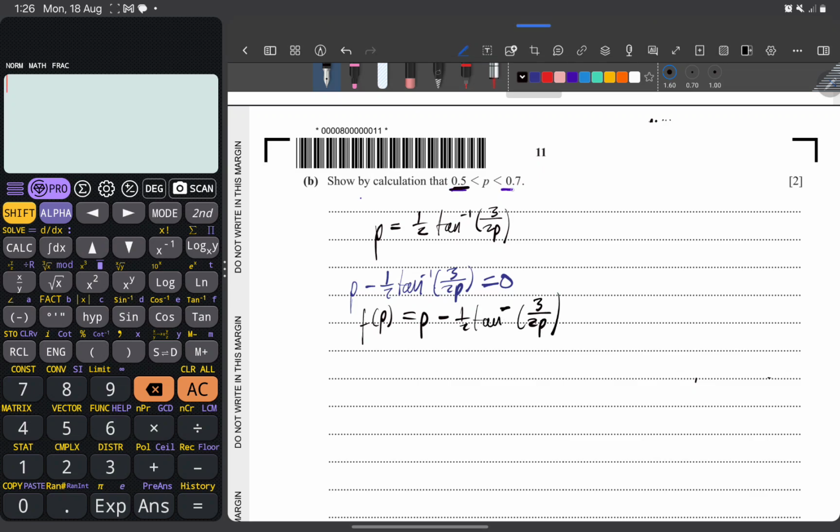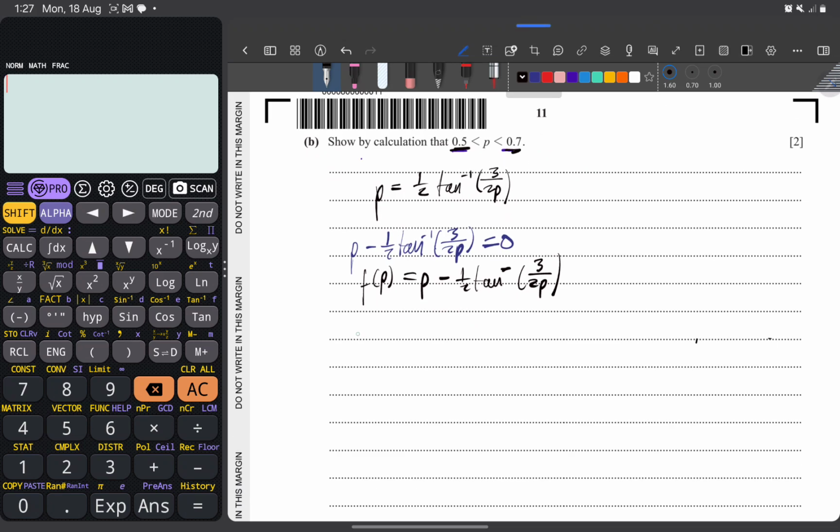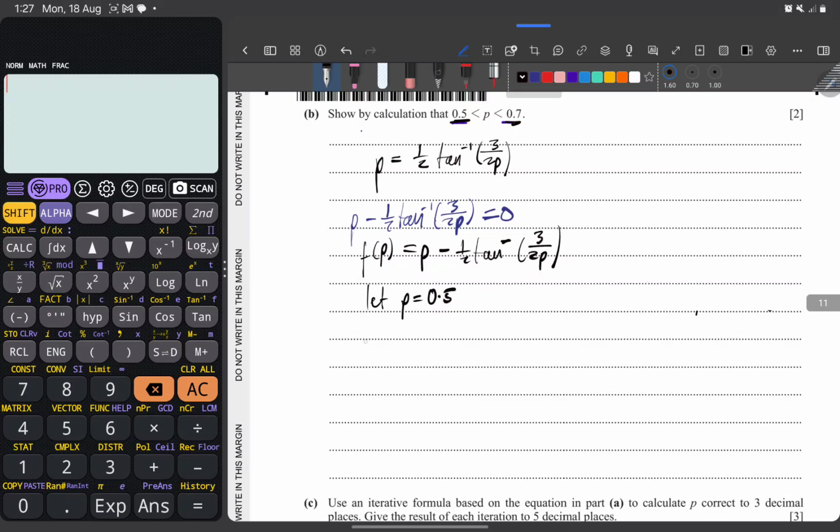Now we know that p is between 0.5 and 0.7. So these are values on the left and on the right of p. So we're going to substitute them in terms of p. So first, let p be equal to 0.5. So we want 0.5 instead of p. We would have f of 0.5. For p, it was going to give us 0, but here we would now get 0.5 minus half tan inverse of 3 over 2 by 0.5.